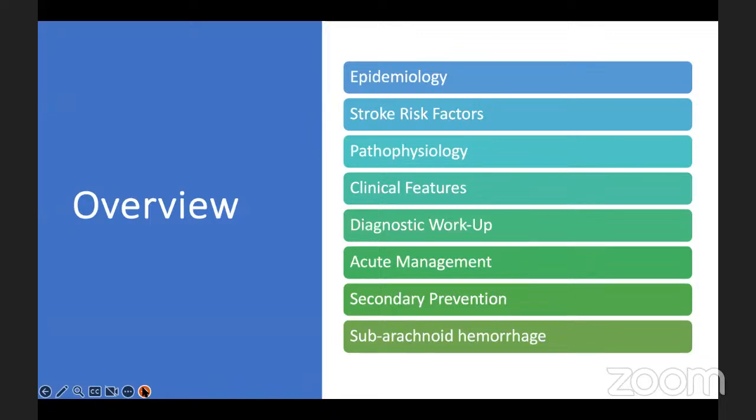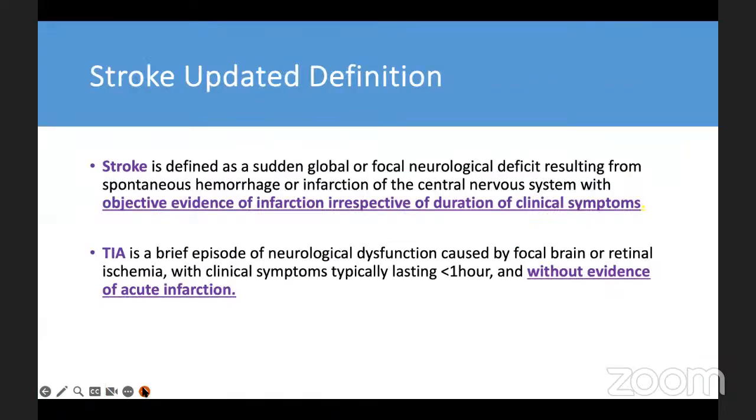So when we say stroke, essentially it is a global or a focal neurologic deficit that results from either a bleed or an infarct of the central nervous system. And I want to remind you that the central nervous system is made up of the brain, the spinal cord, and then the retina and optic nerves. So if somebody has a vascular injury to the brain, spinal cord, or retina, the person is said to have had a stroke.